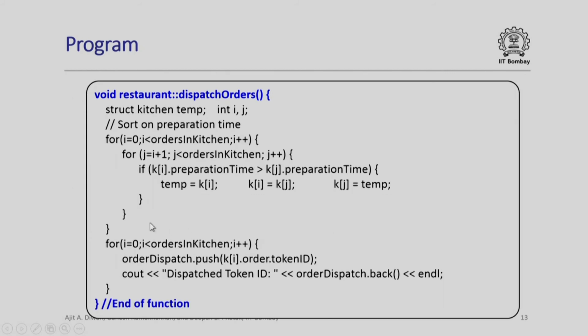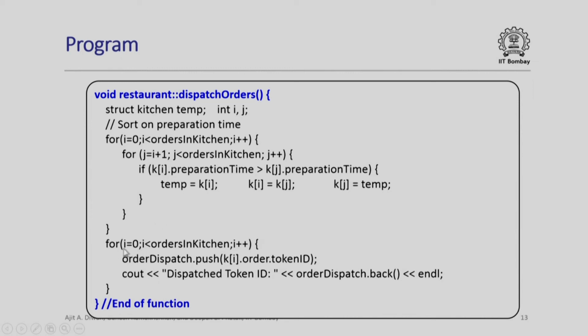Next comes the important function of dispatching orders. Now we presume that orders are prepared inside the kitchen in the time of preparation that has been allocated for each order. Obviously, if there are 4, 5, 10, 20 orders, different orders will become ready at different times. Therefore, what we do is we sort the entire array on preparation time, so that the lowest preparation time comes first, then the next and so on, which means that this kitchen array will now be ready to be used for the dispatching function.